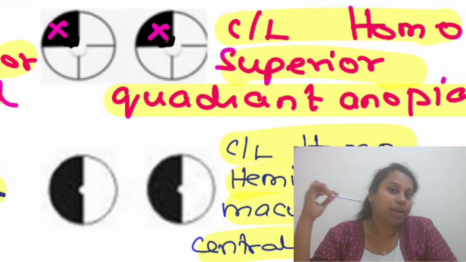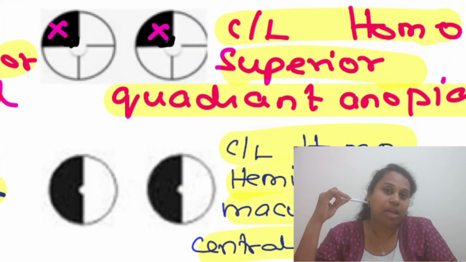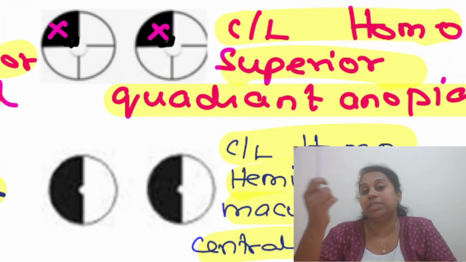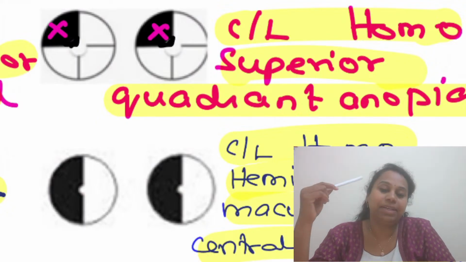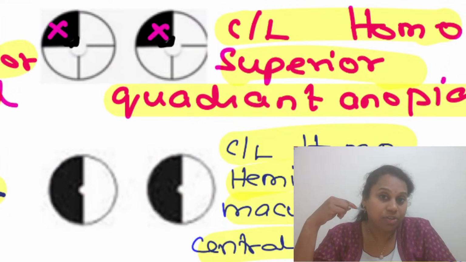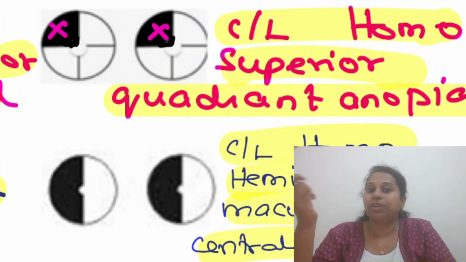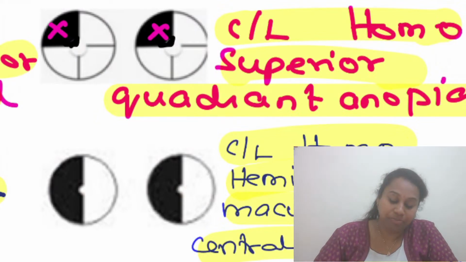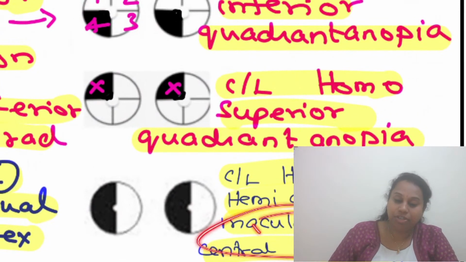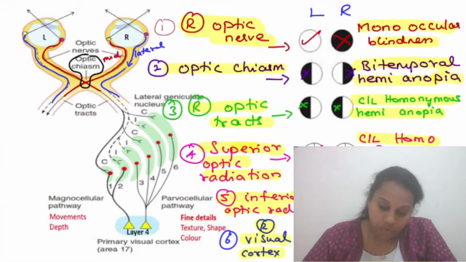So if your right side visual cortex is damaged, the left side visual cortex will save the macula, because macula has bilateral representation and dual blood supply. So even if the right side visual cortex is damaged, the macula will not be affected because the left side cortex will save the macula. If macula is spared, central vision is spared. So these are the different types of visual defects, very important.